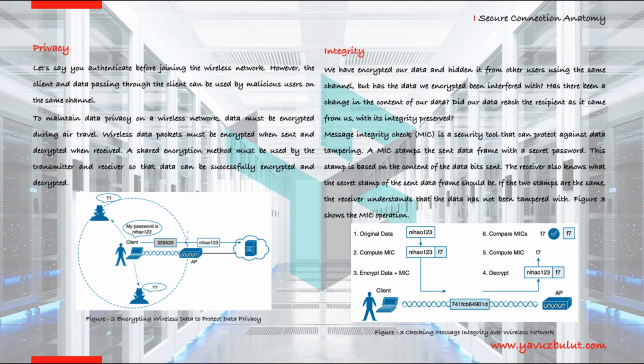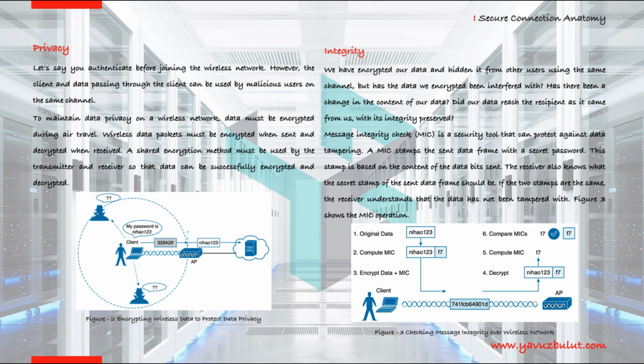On this page, let's first talk about message privacy. Let's assume that we authenticate before joining a wireless network, but the client and the data that passes through the client can still be used by malicious users on the same channel. In a wireless network, data must be encrypted as it travels through the air to protect data privacy, and decrypted when it is received. An encryption method shared by the transmitter and receiver must be used so that the data is encrypted at one end and can be decrypted at the other. This figure shows how data is encrypted on a wireless network to protect data privacy.